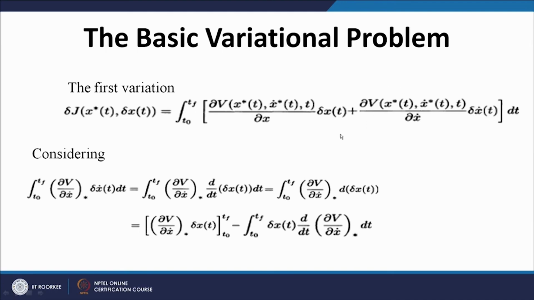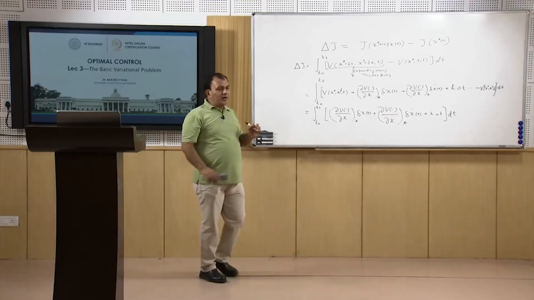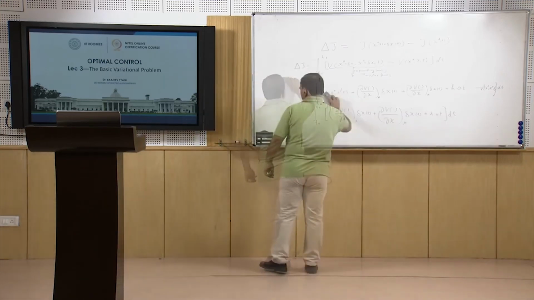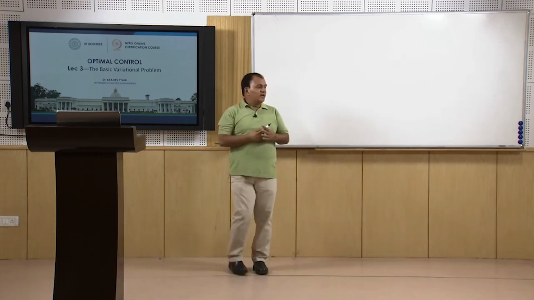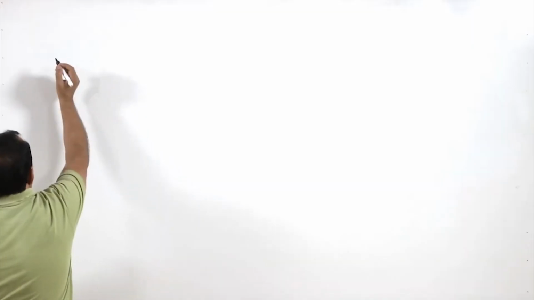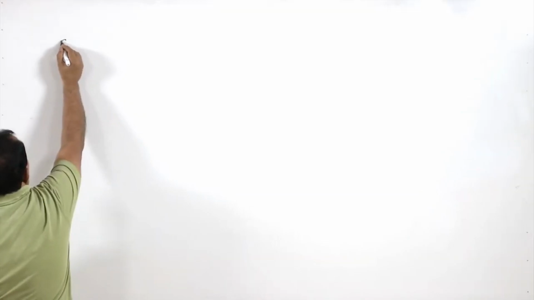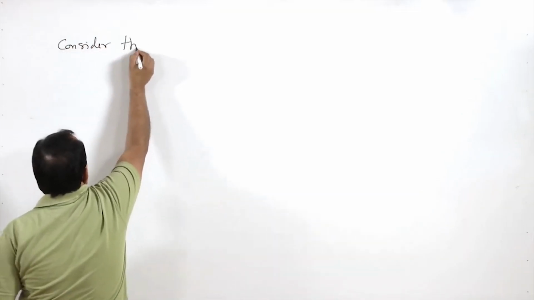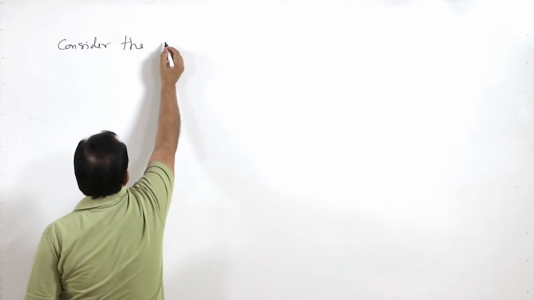In the next step we will try to convert the second term, which is in the delta x dot of t form, into delta x of t form, and this we can do using the property of integration, integrating it by parts. So, we consider the second term of the first variation.